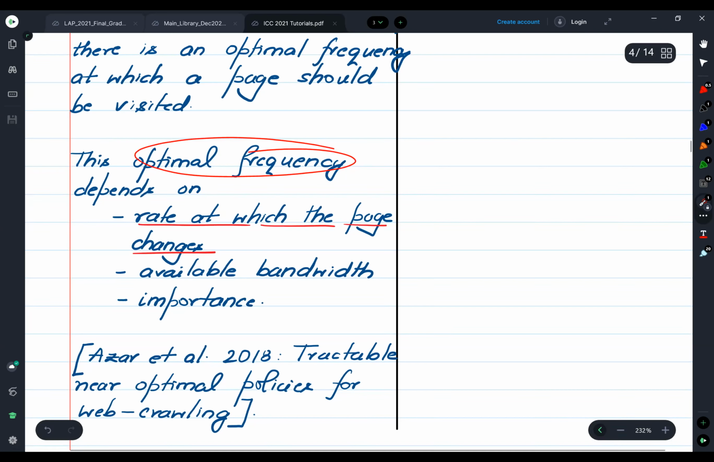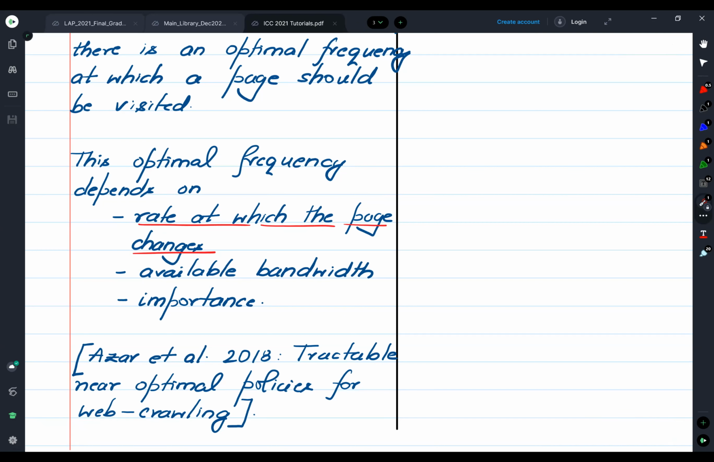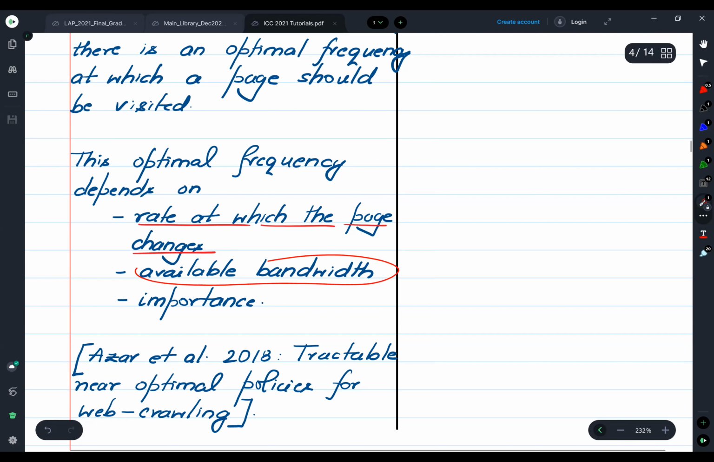This optimal crawling frequency depends on three parts. The first is the rate at which this page changes. The second factor is the available bandwidth. And the third factor is how important this web page is.